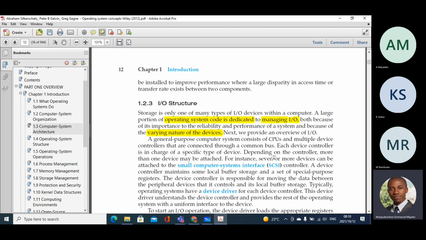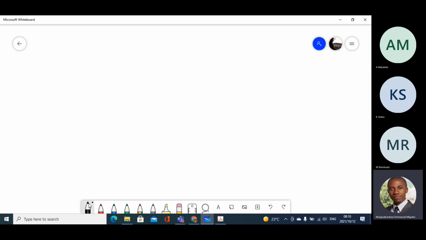A general purpose computer system, and here we're talking about your typical personal computers, of course, consists of CPUs and multiple device controllers. When you speak about device controllers, you understand that these are input-output modules, as I called them earlier on, that are connected through a common bus. So from within a computer system, of course, you've got a CPU, because you can't speak about a computer system without the central processing unit.